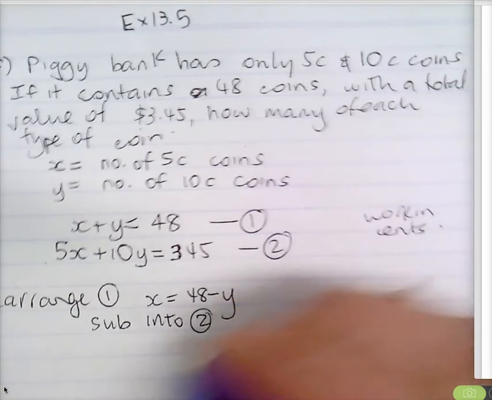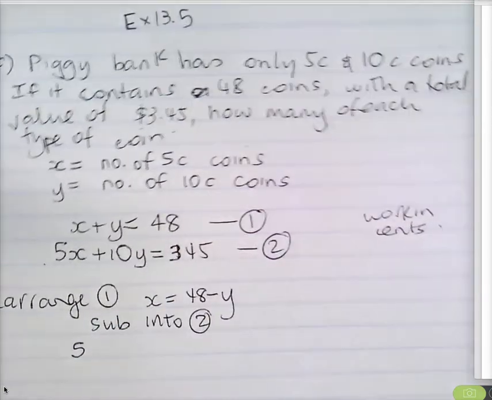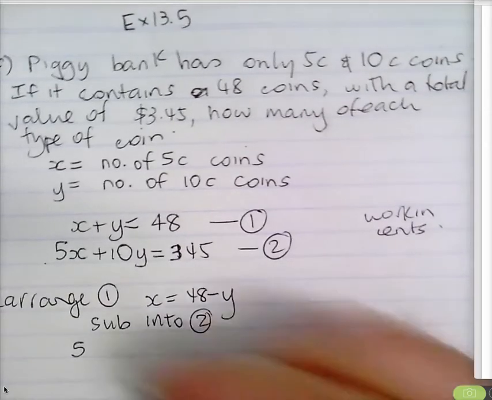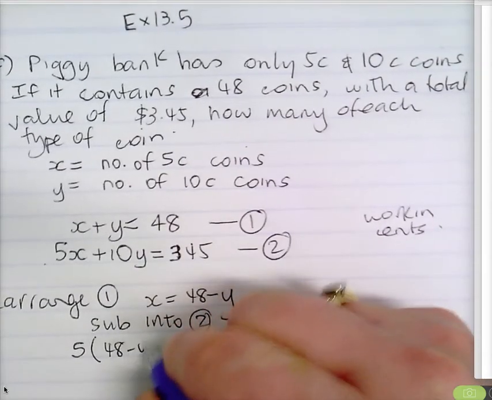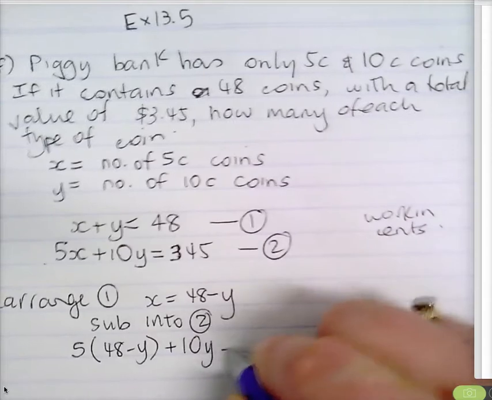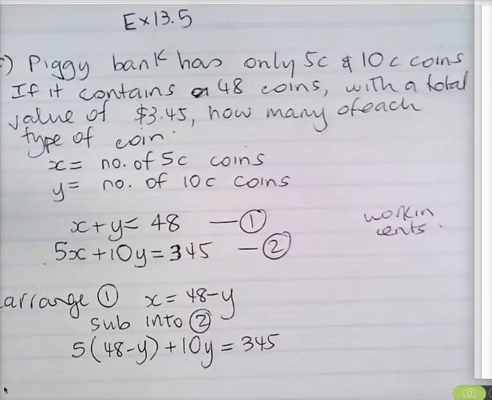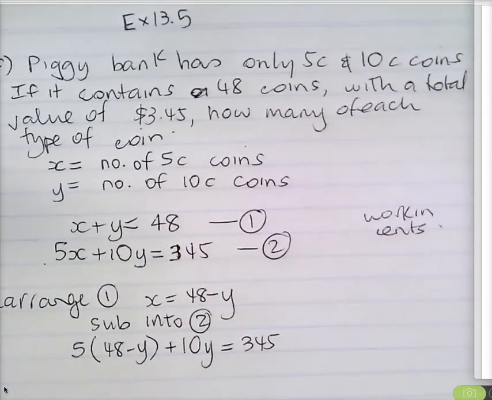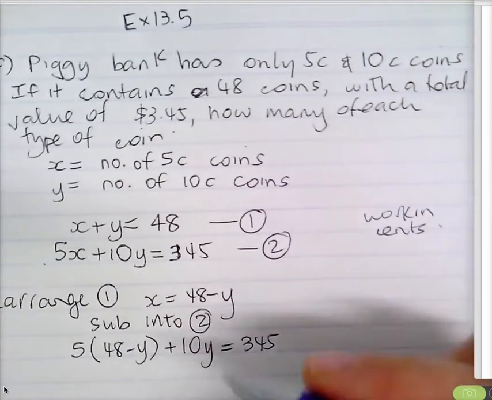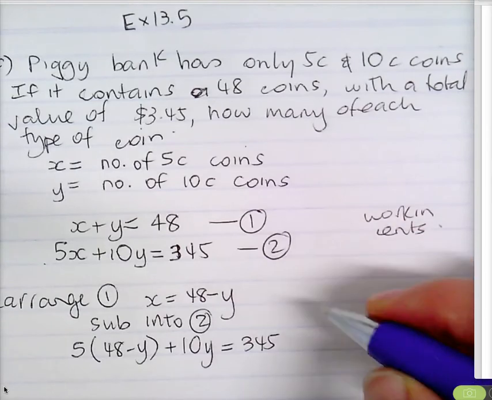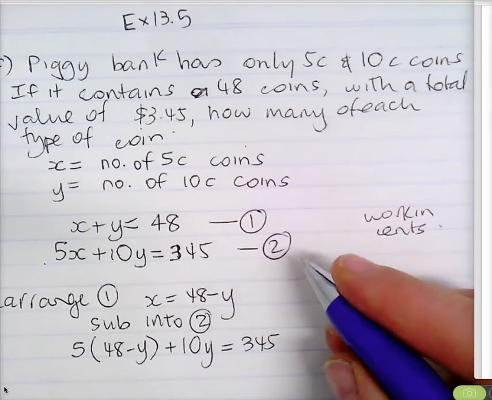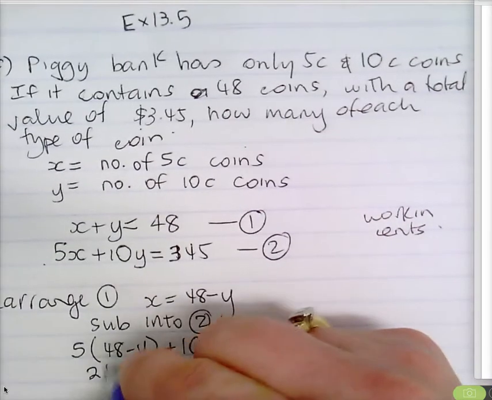Substitute into 2. So what have you got? 5, what do I do now? 5 bracket 48 minus Y, plus 10Y is 345. You know what? I think elimination's still probably easier, but it's okay. So let's go. What's 48 times 5? You've got to do it with either method anyway. No, it's 240. That's okay.